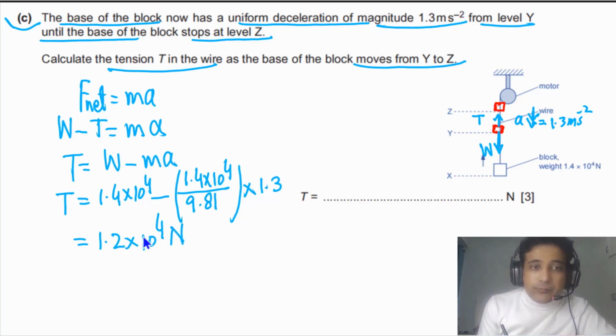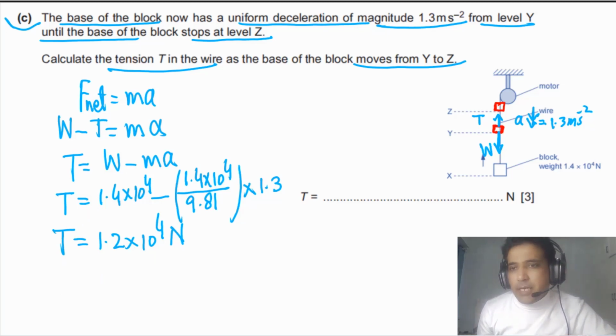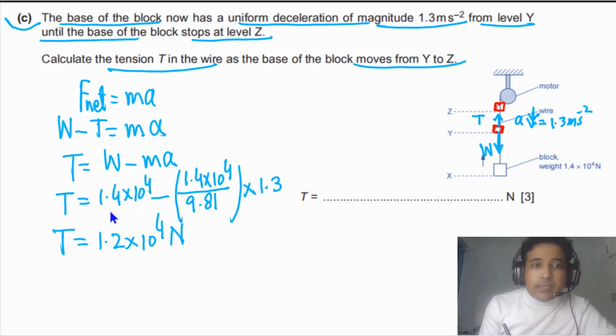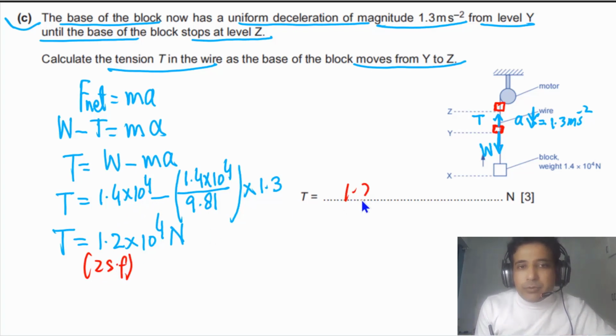If you got an answer bigger than weight, it means there is something wrong with your calculations. So this is the value of T. So this is how you can calculate, and the final answer has 2 SF because the given data also has 2 SF. So we can use 2 SF in our final answer. So you can simply write down 1.2 times 10 to 4 newtons. So this is the answer.